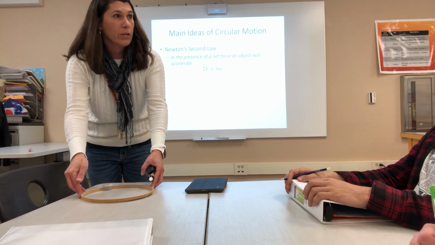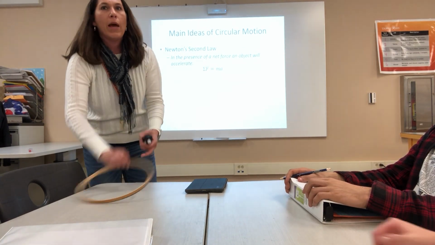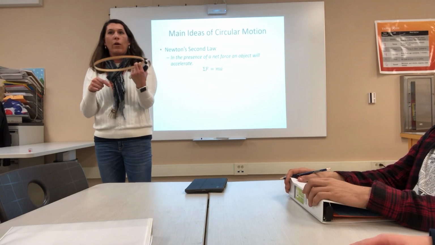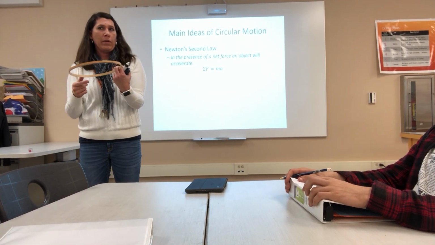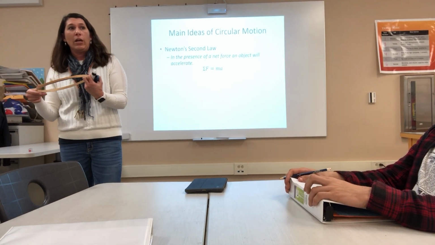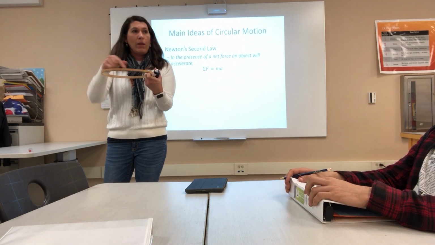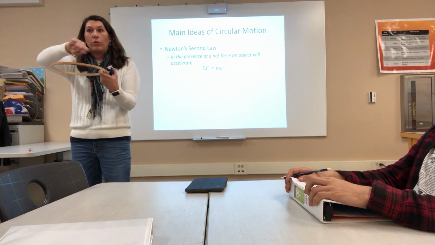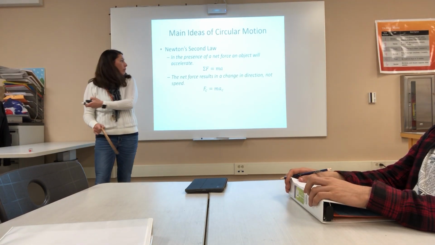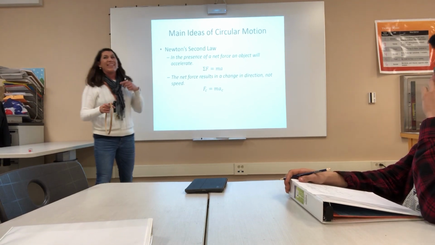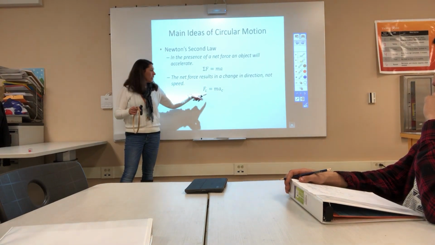Would you agree that this ball is going at a constant speed around the hoop? If I were to measure the distance it took to go around one circle and how much time it took, it would probably be the same every single time. So my speed is not changing, but what's changing is the direction. At every instant in time, that ball is traveling in a new direction. So we use a different type of terminology to talk about this change in direction, and we use a little subscript C.